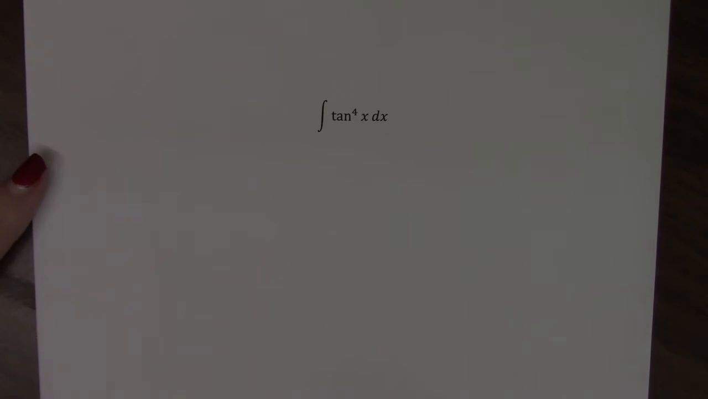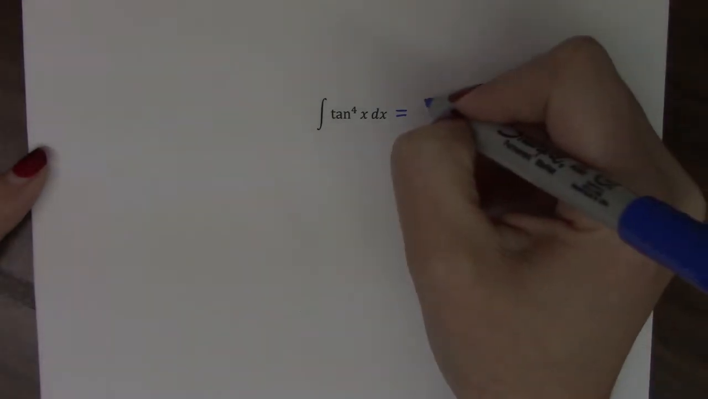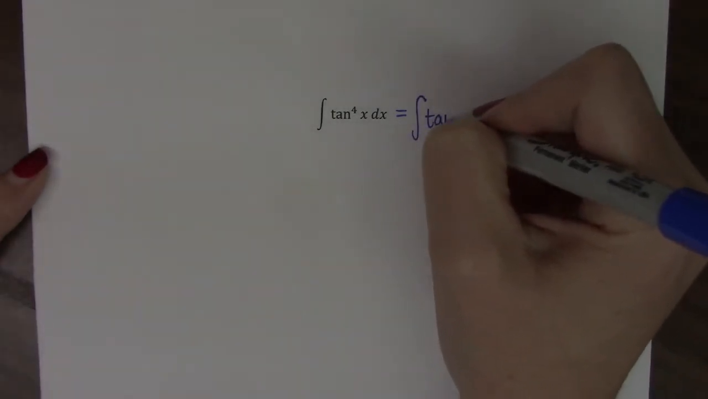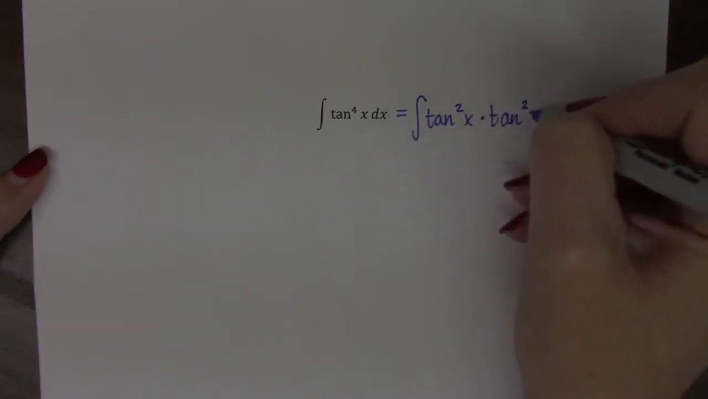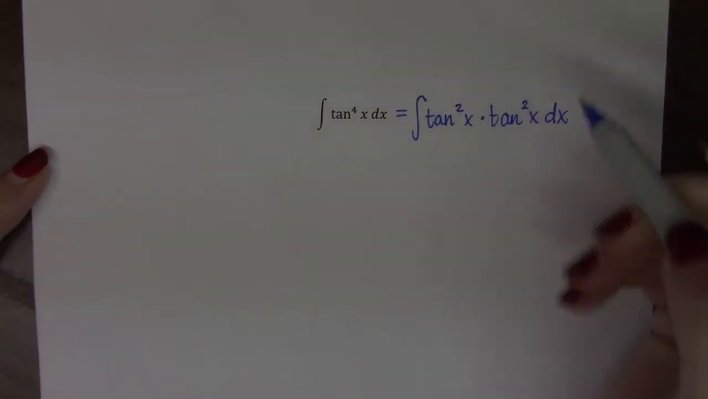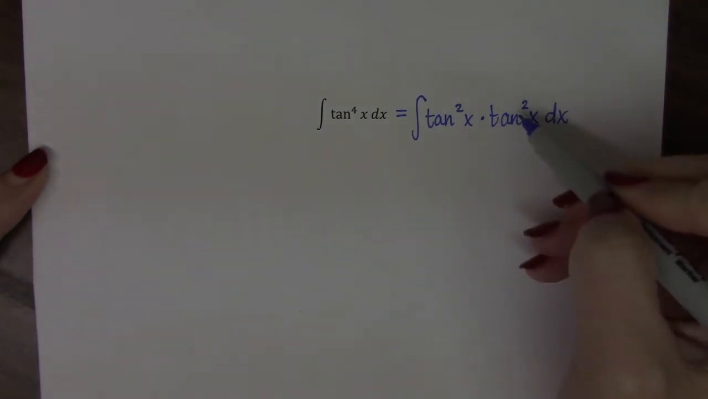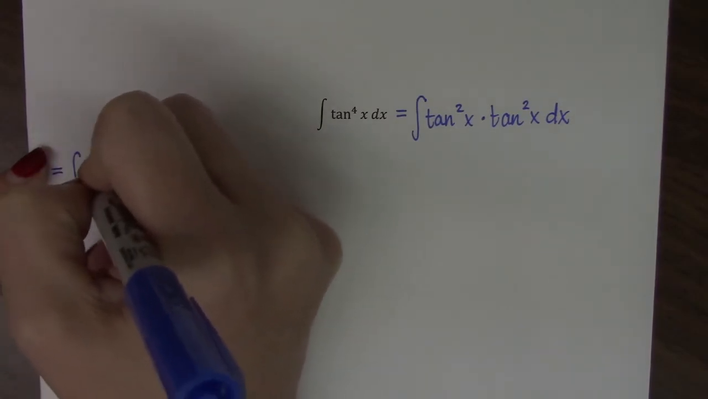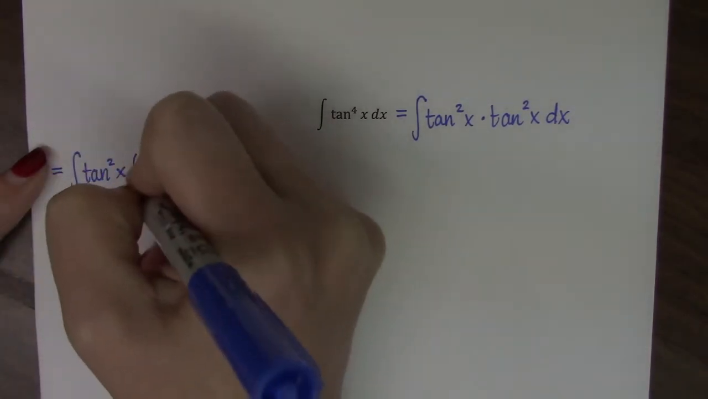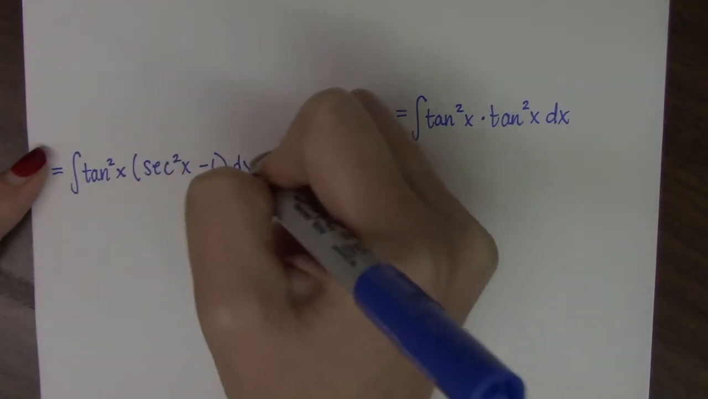Right, this one is just powers of tangent. So what it told us to do was it said just pull out one tangent squared. So if I pull out a tangent squared, I'm going to get tangent squared x times tangent squared x dx. Then it says take the tangent squared you pulled out and try to turn them into secants and see if that helps solve the integral. So we'll do that by replacing that second tangent squared with secant squared x minus 1.